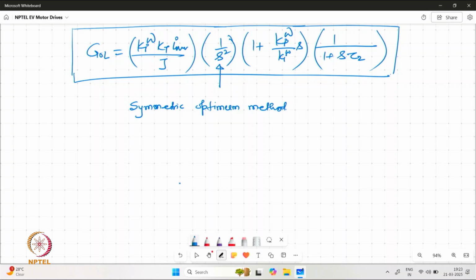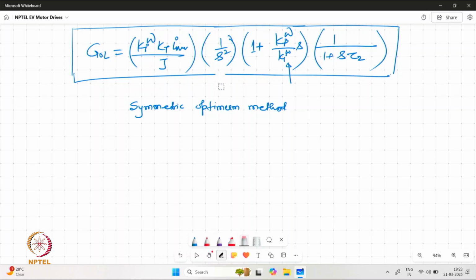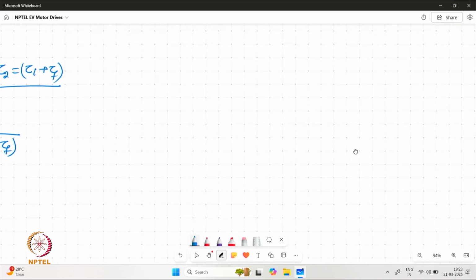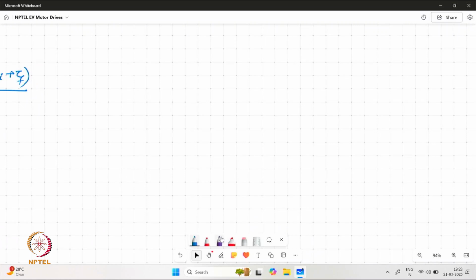for designing this system. So what essentially symmetric optimum method is going to do is we are going to locate the zero and this pole symmetrically about the zero crossing of the open loop characteristic. So we'll try to draw quickly the Bode plot response of this, and then the values can be computed on basis of the conditions.